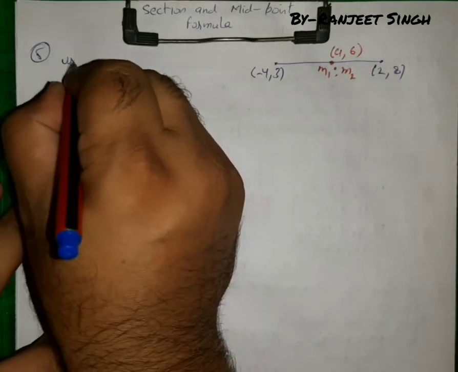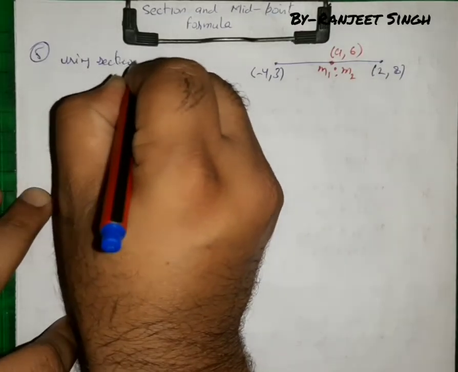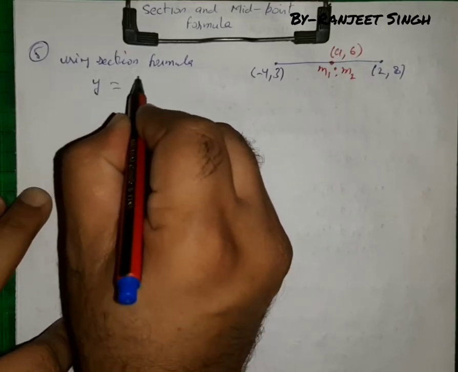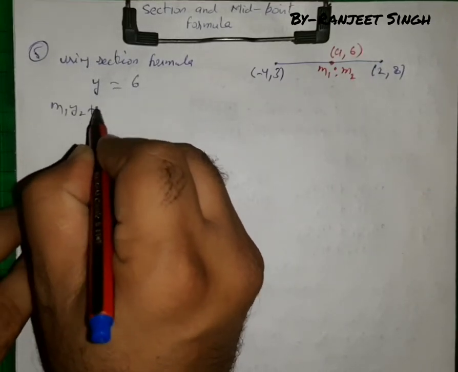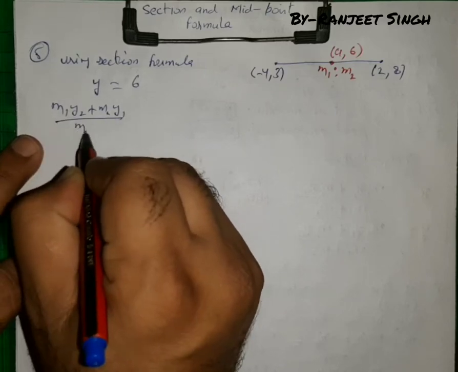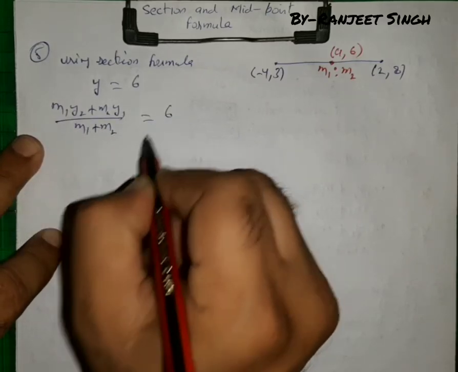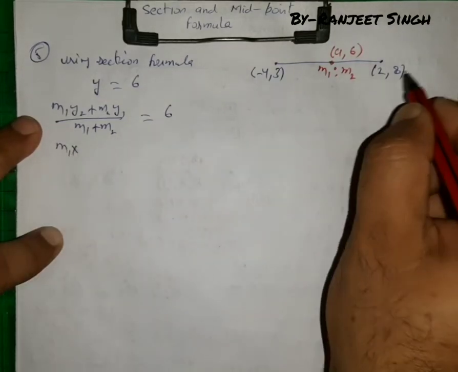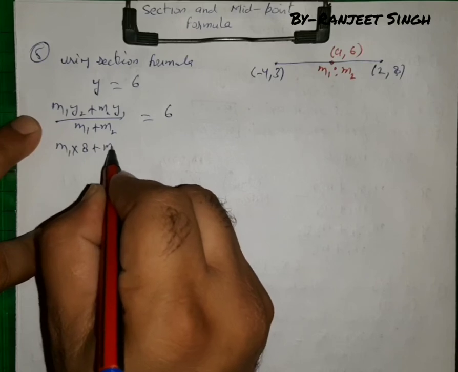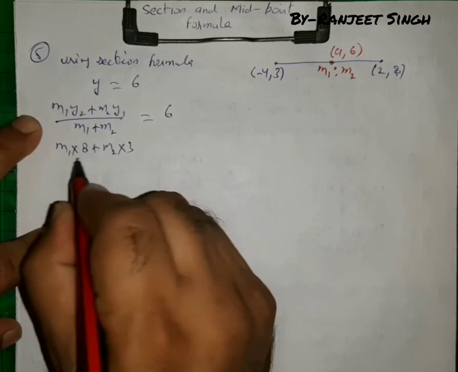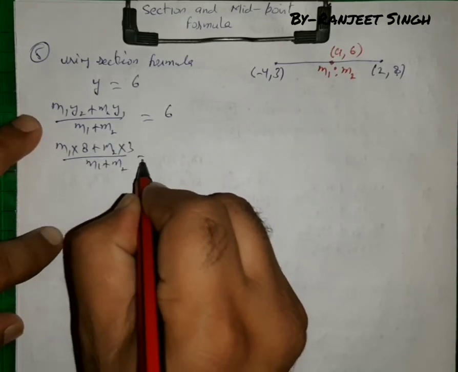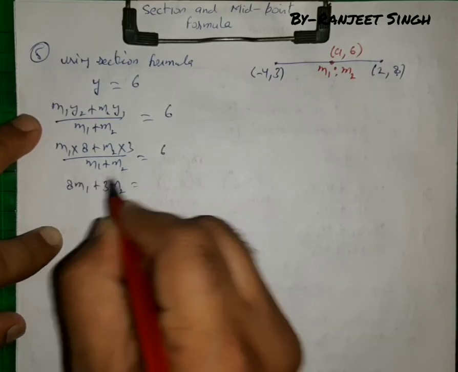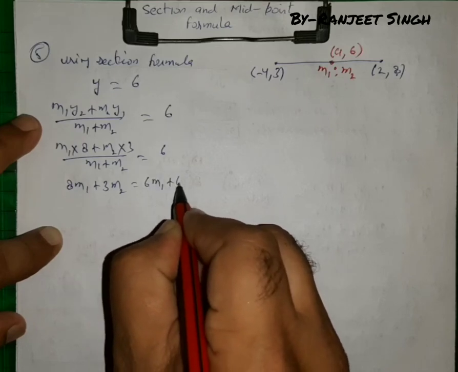So using section formula, y is equal to 6 is given, so y is (m1 y2 + m2 y1) over (m1 + m2), and this is given as equal to 6. So now y2 is 8, so m1 times 8, plus m2 multiplied by y1, which is 3, over m1 plus m2 is equal to 6. So 8m1 plus 3m2, and now cross multiplying this will give us 6m1 plus 6m2.